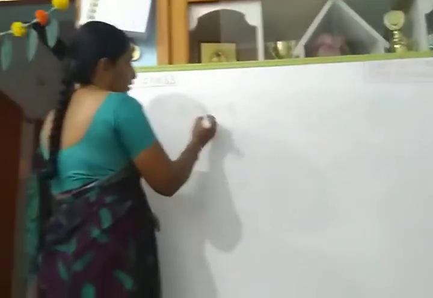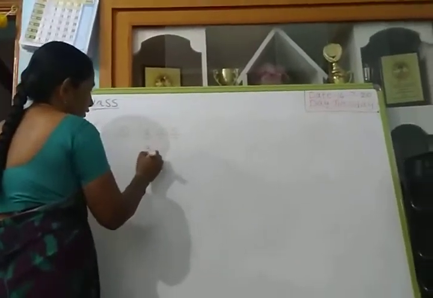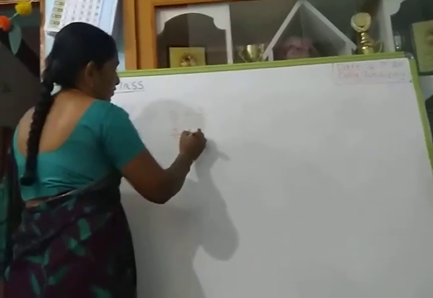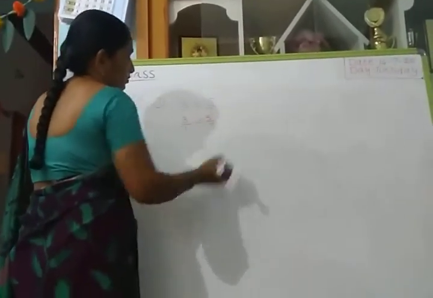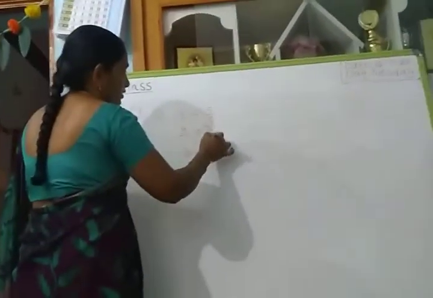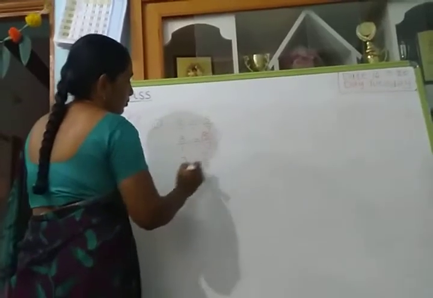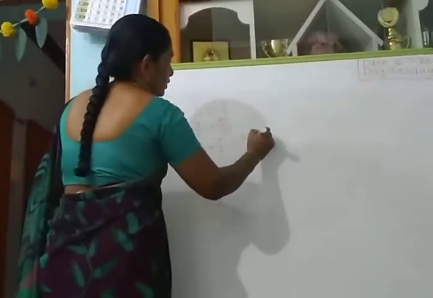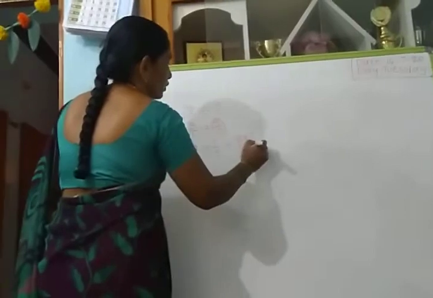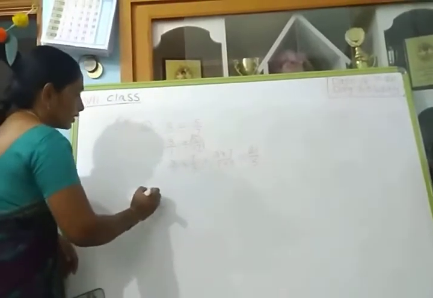How will we divide? The whole number 3 we always take as numerator. So 3 by 1 divided by 5 by 7. So 3 by 1 into, which one's reciprocal do we have to take? The reciprocal of 5 by 7 is 7 by 5. So 3 into 7 by 1 into 5. 3 7s are 21 by 5. Next, one more example.